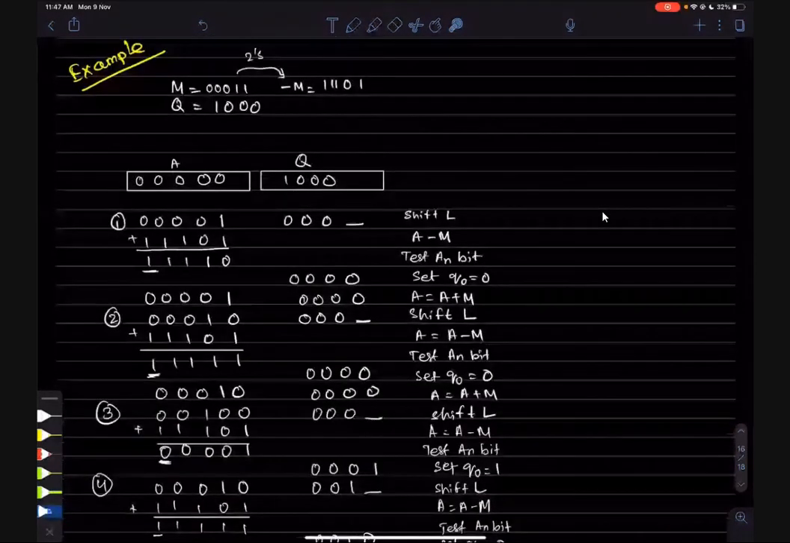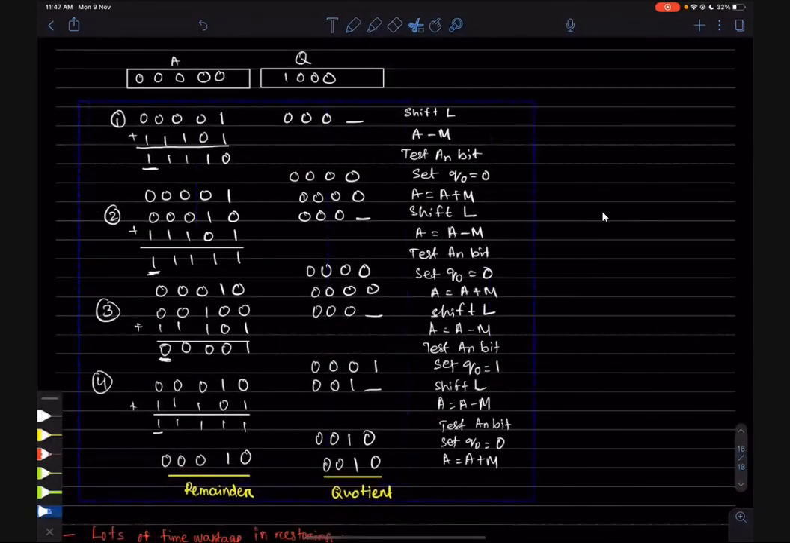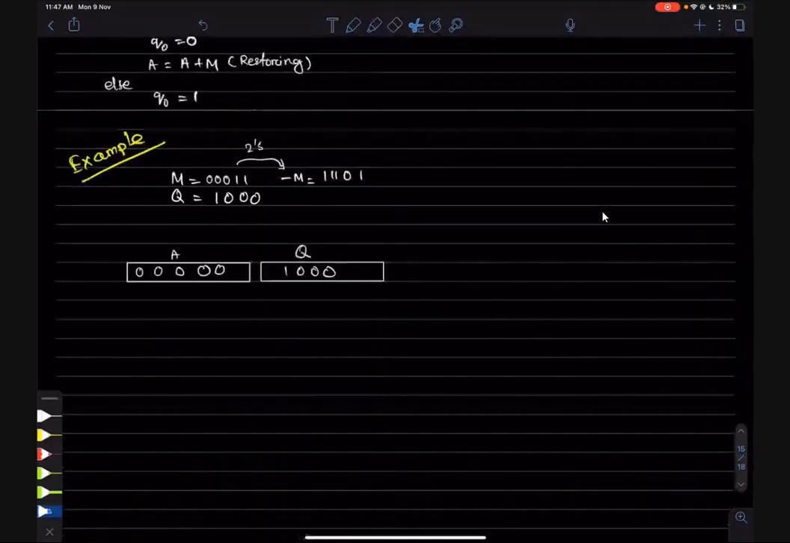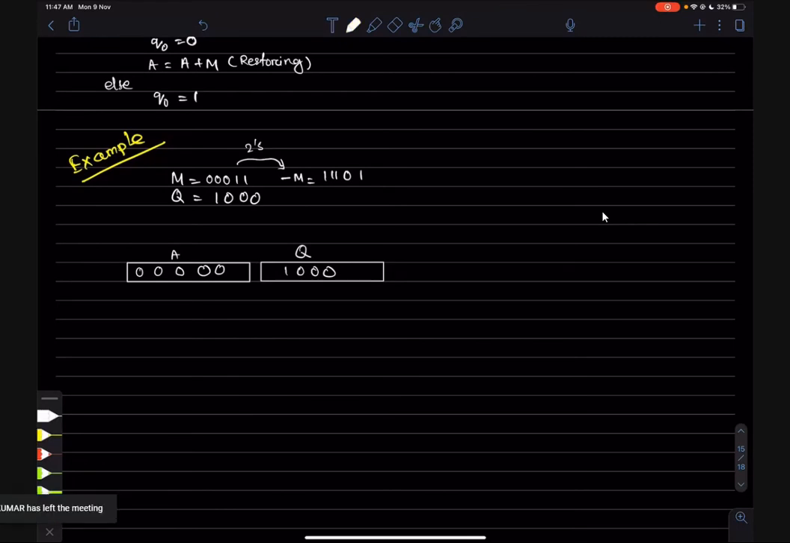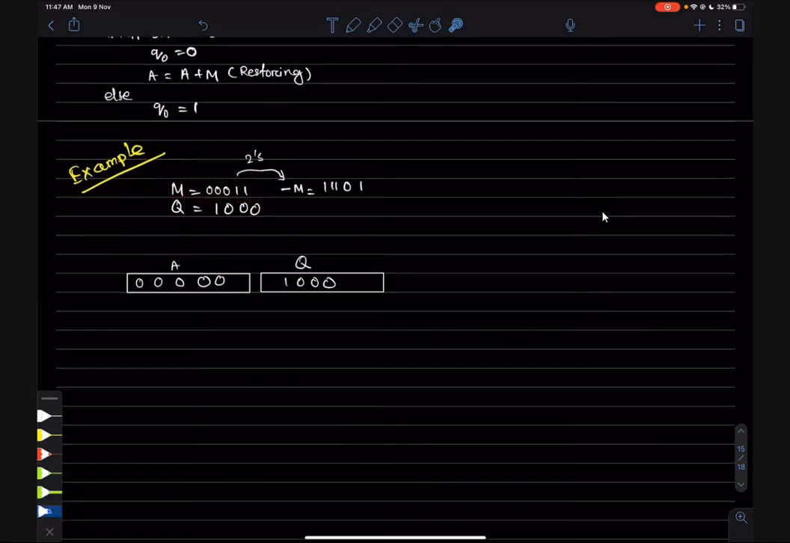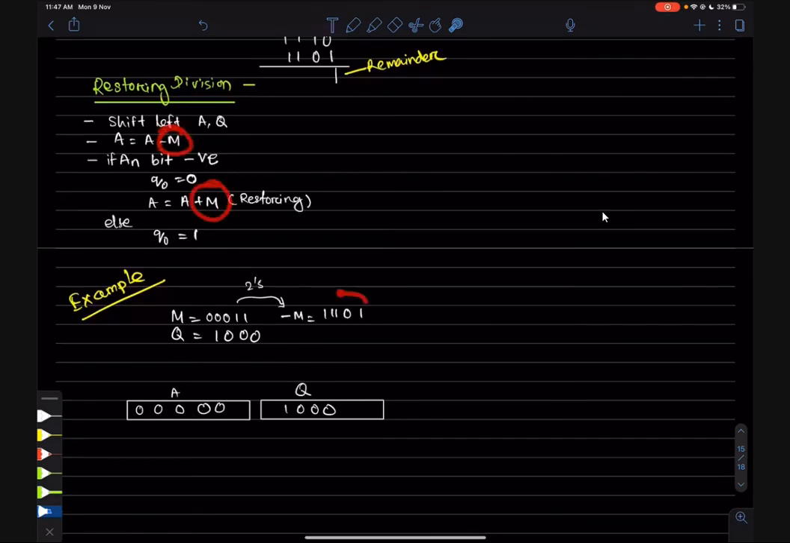Let's go to the example and we will see how to do it one by one. Let me remove this part; we will do it again. If you want, you can do it with me on your paper, because this is also a long question. Given here m is equal to this, q is equal to this. As we have to do a plus m and a minus m also, we have calculated the 2's complement of m, because minus m means 2's complement of m.